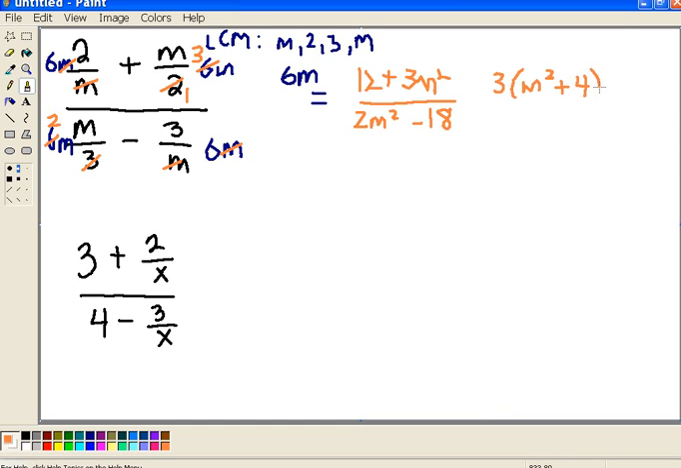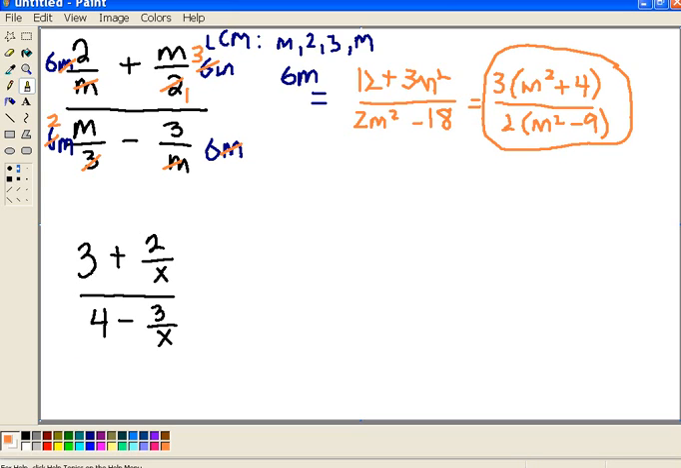Okay, it looks like Mr. Formula, but it does not because this is not subtract. And down here I could pull out a 2 and get m squared minus 9. That would factor further, but it's not really going to help me. So either way you want to leave your answer. This is a little bit more simplified. Okay. But to review, we simply multiply each term by our least common multiple. In this case it was 6m.